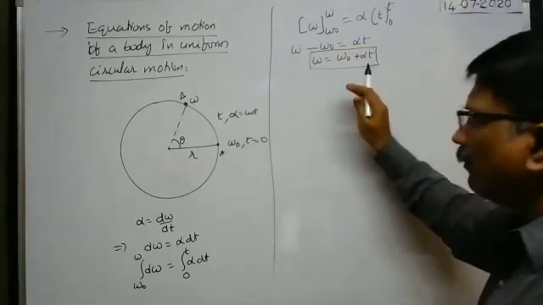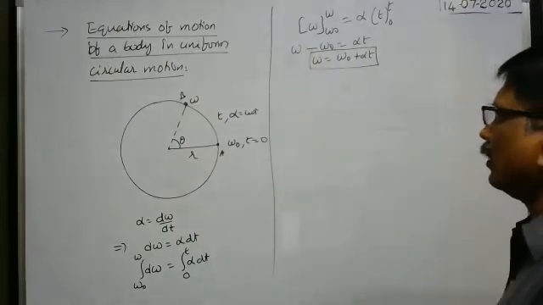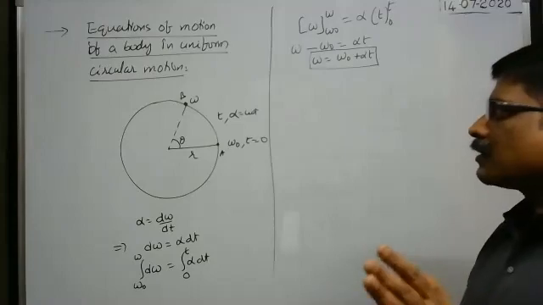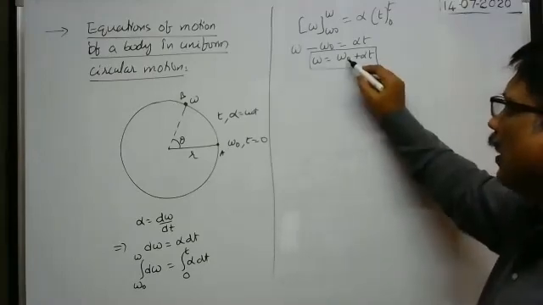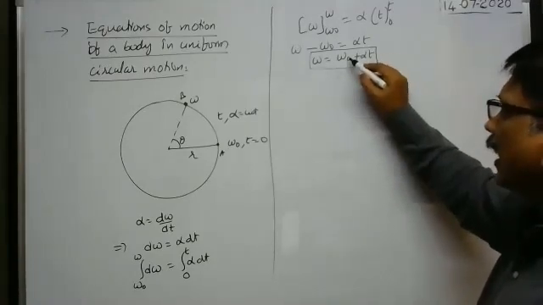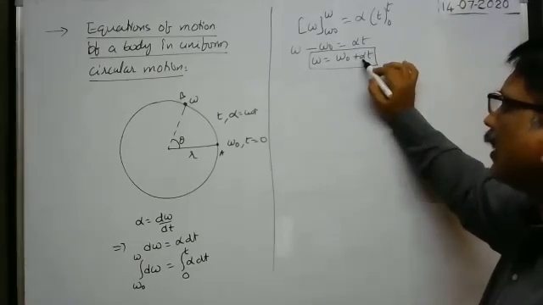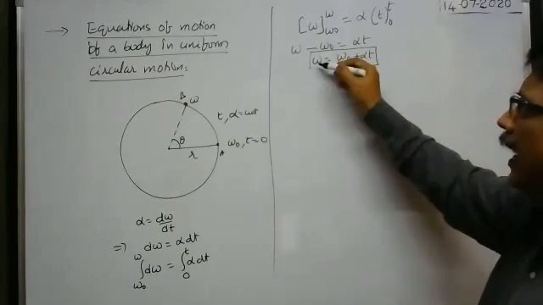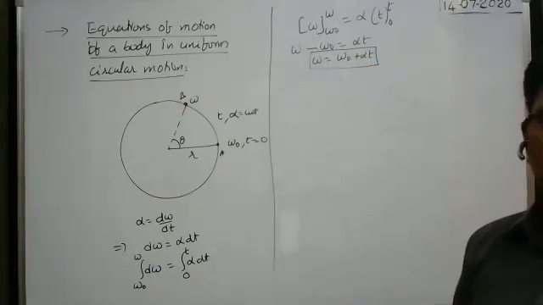First equation of motion in case of uniform circular motion, where alpha is constant. So when a body starts uniform circular motion with initial angular velocity omega naught and constant angular acceleration alpha, then after time t, what is the angular velocity? Means omega is equal to omega naught plus alpha t.